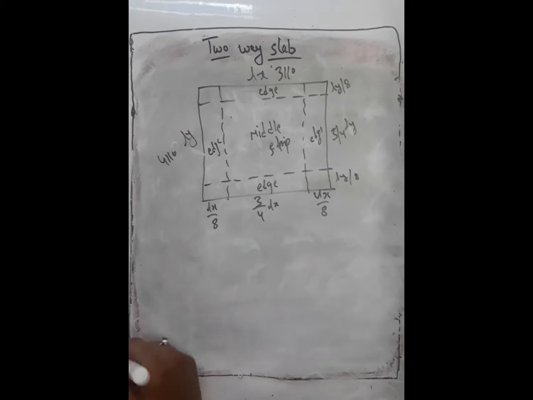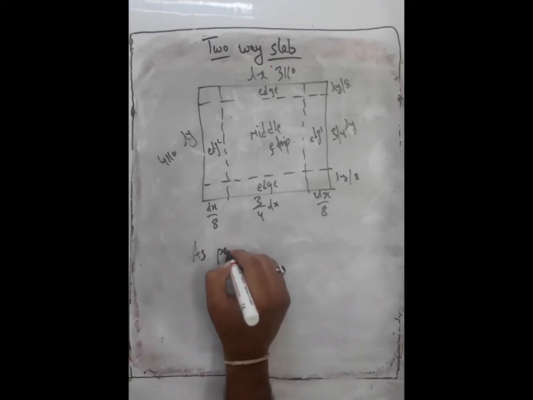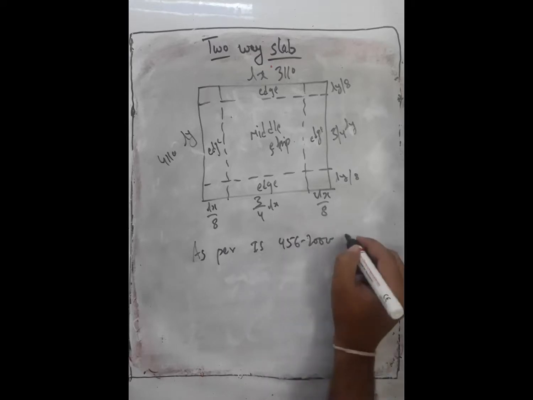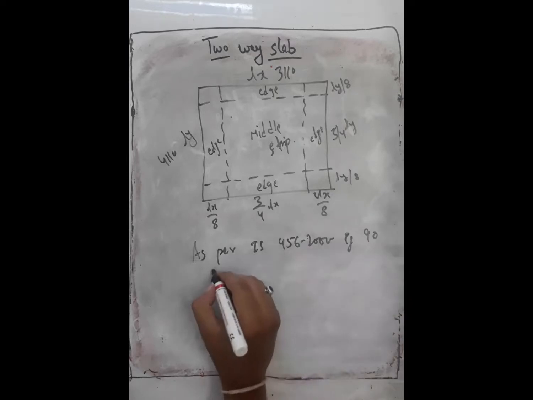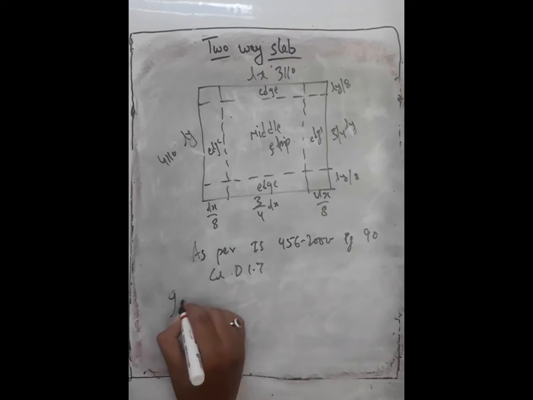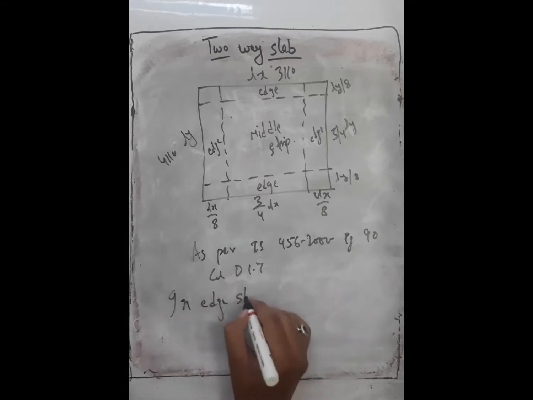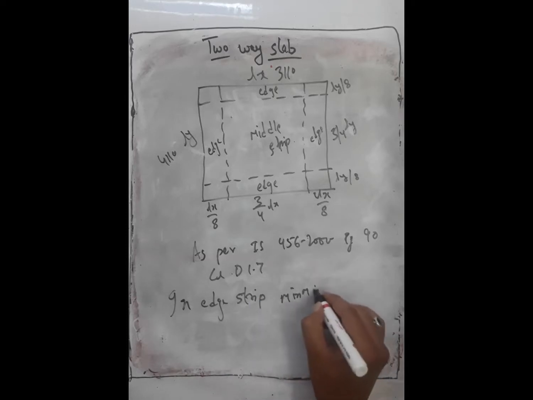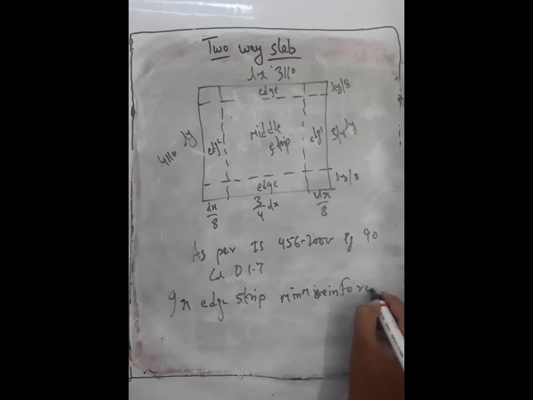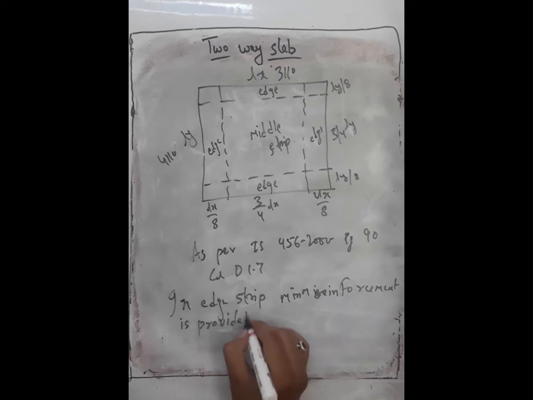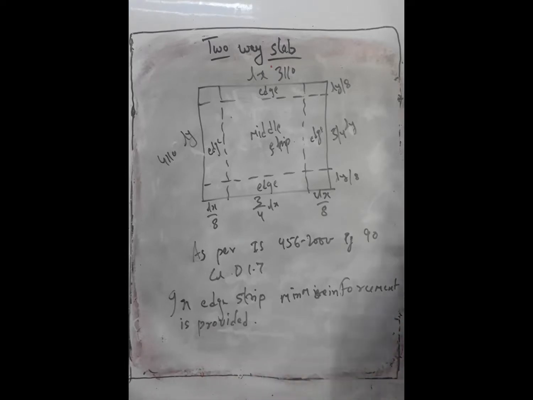As per IS 456:2000, page number 90, clause number D-1.7, in the edge strip, minimum reinforcement is provided. So we know that the minimum reinforcement is 0.12%.